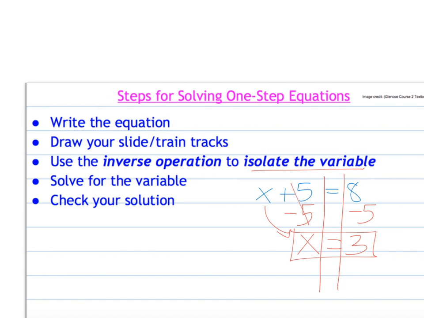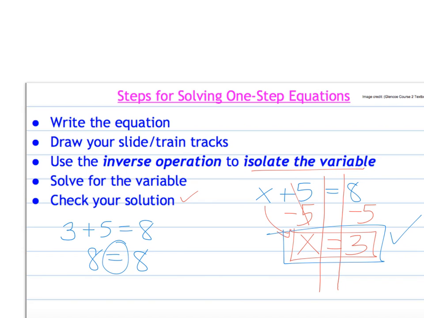Most importantly, you need to check your solution to see that it's true. Remember, a solution is only a solution if it makes the sentence true. So I plug that x back in for where it goes. 3 plus 5 equals 8. And I check, 3 plus 5 is 8. So since my sentence is true, my solution is correct. Those are your steps for one-step equations.